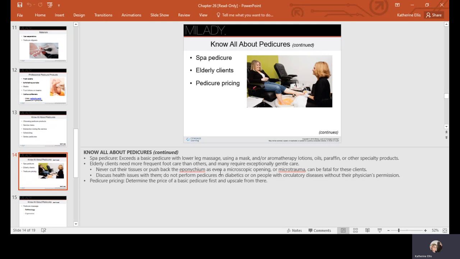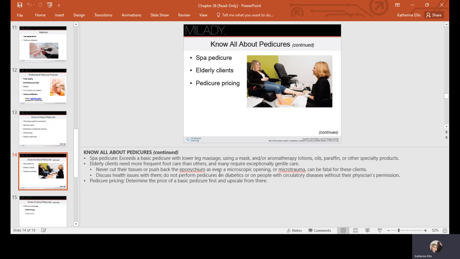You also need to watch underneath the nail, because sometimes that skin will grow onto the nail. So be careful when you're trimming their nails that they don't have that condition, because you could cut that skin. And again, they're elderly, they could be immune compromised, they could have diabetes or some other issue where their wound healing ability is not that great. So we want to be very gentle.